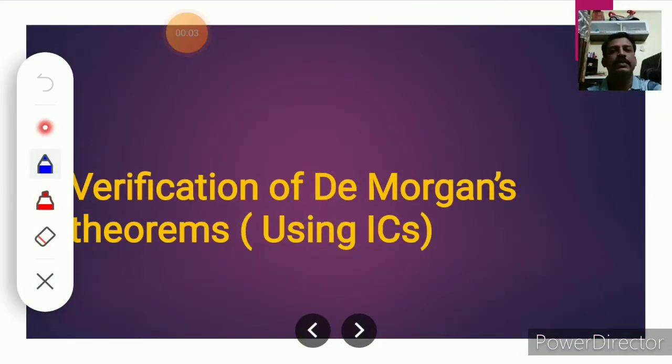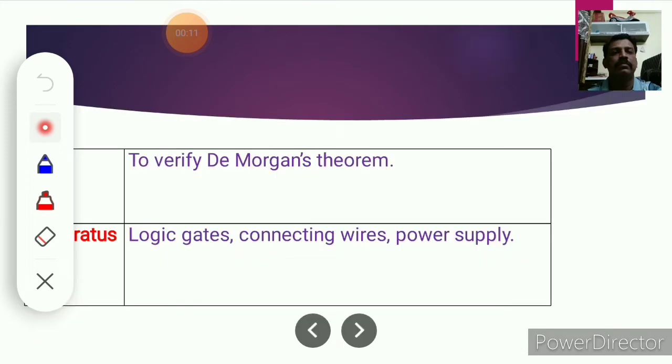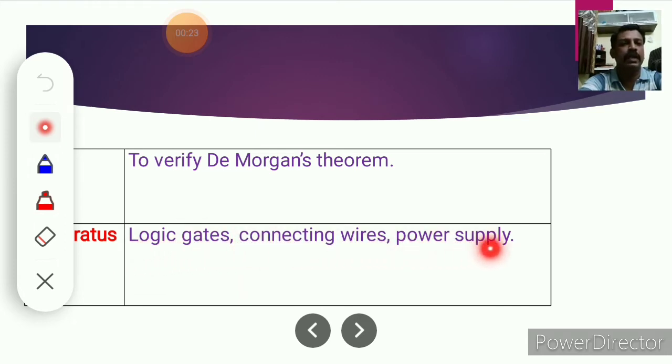Hello friends, now we see the verification of De Morgan's theorem using ICs. The aim of the practical is to verify De Morgan's theorem. Apparatus: logic gates, connecting wires and power supplies.